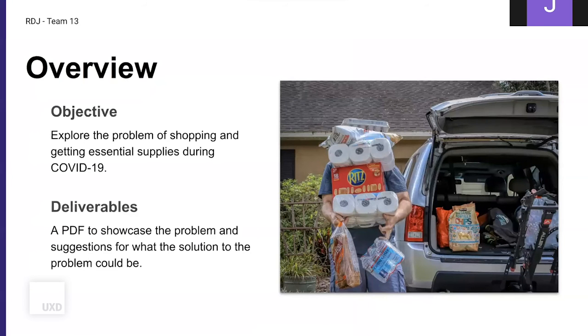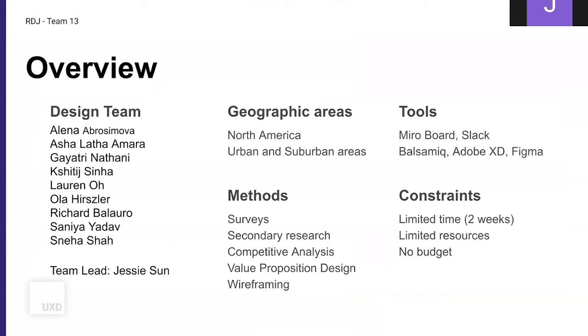We started first by thinking about what problem areas we wanted to explore, but eventually we all felt it was really critical to try to solve the problem of shopping and getting essential supplies during COVID-19. We settled on North America. We looked at different areas, but most of what we found was in urban and suburban areas. And we did our sprint over a period of 2 weeks.